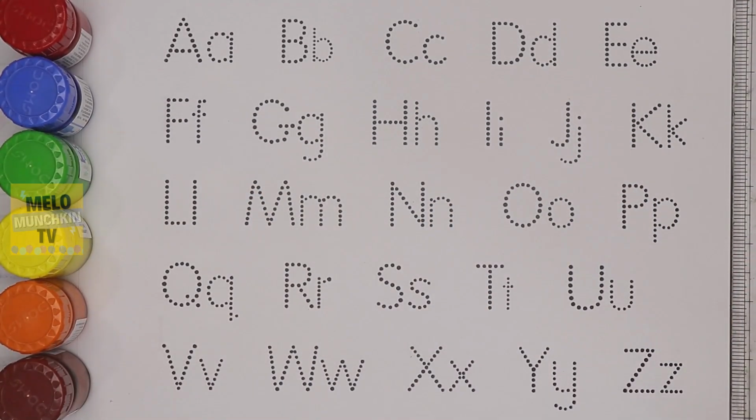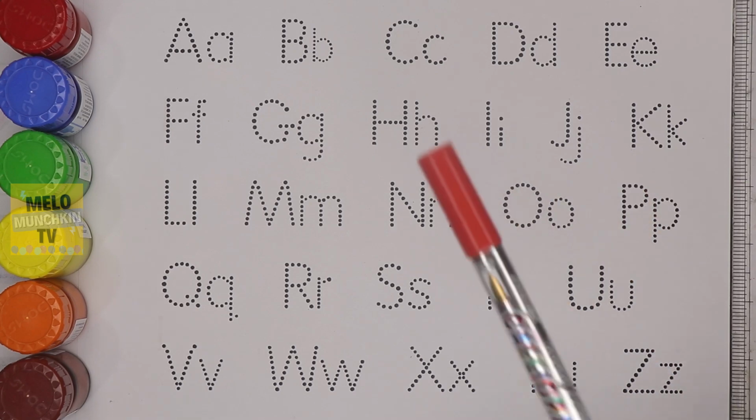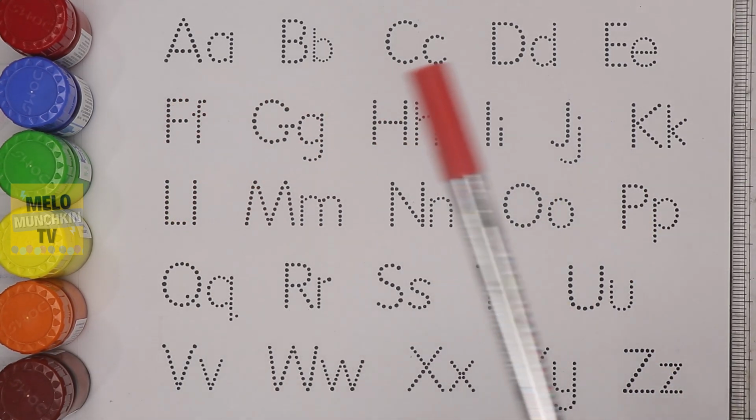Hello kids! So today in this video we are going to learn alphabets from A to Z, both in capital letters and small letters. So let's get started. So first I'll take red color and write the first line. Okay?